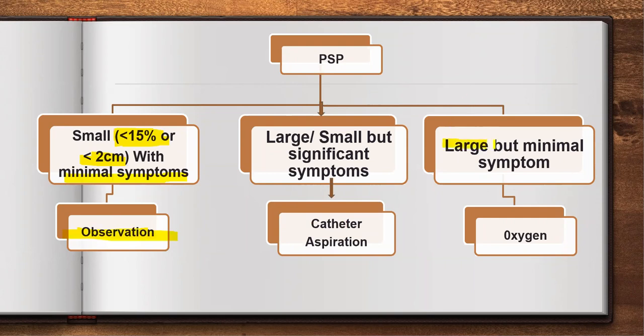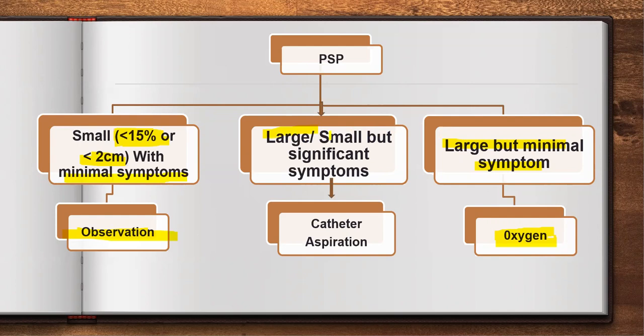For large but minimal symptom, that means more than 15% pneumothorax but there is no symptom, there is no need for any active treatment. You can give oxygen, because oxygen helps to reabsorb the air that collected in your pleural cavity. After giving oxygen, you should admit and observe the patient for at least 24 hours.